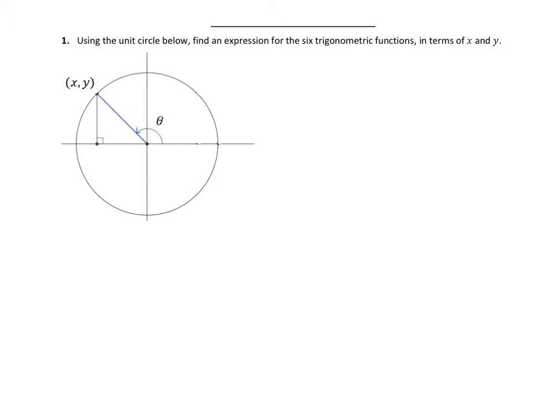All right, in our first example, it says the unit circle below. So the first thing I highlight is the word unit, because that's implying, again, any radius I see has a length of 1. Find an expression for the 6 trigonometric functions in terms of x and y. Now there's something unique about this.